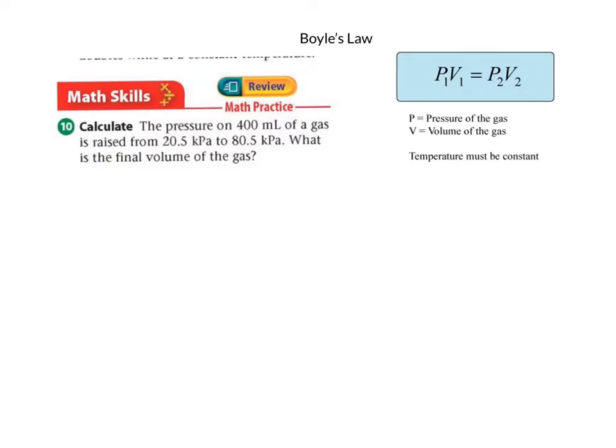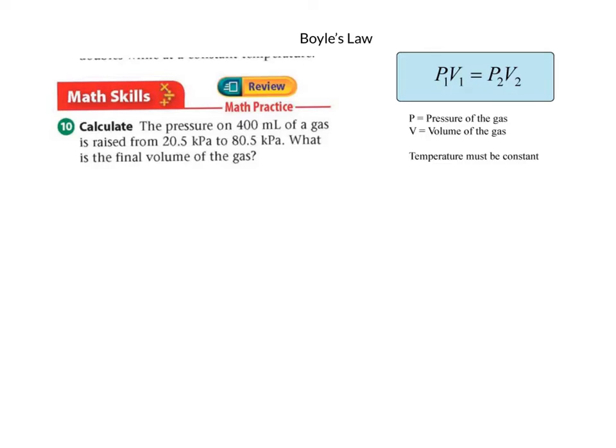So the formula that we're going to need for Boyle's law is up in the right-hand corner here. Pressure times volume before equals pressure times volume after. So let's go ahead and look at this math problem. The pressure on 400 milliliters of gas is raised from 20.5 kilopascals to 80.5 kilopascals. What is the final volume of the gas?